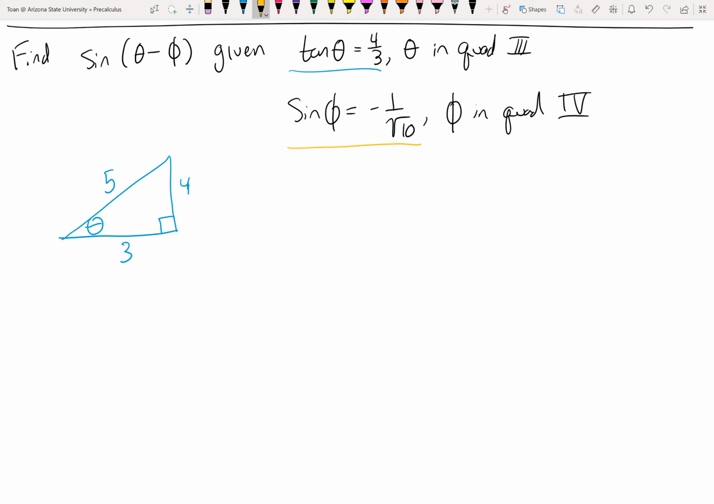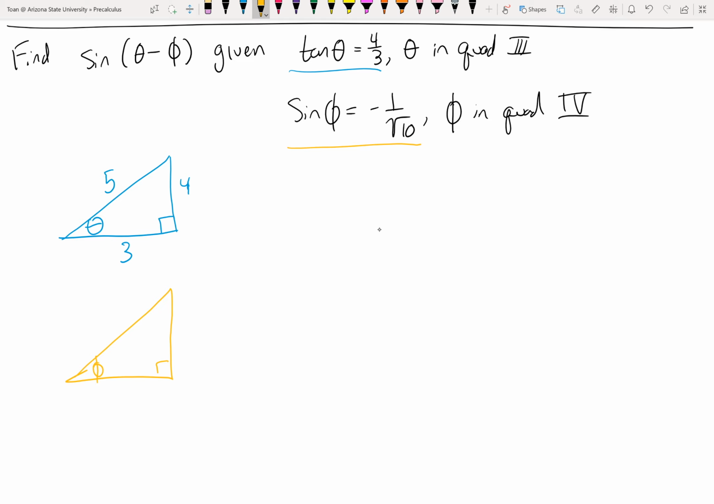If I know that sine of phi is negative 1/10, I know that in a right triangle with one of the angles being phi, the sine of the angle, which is opposite over hypotenuse, is going to be 1 over radical 10. Now, there is a negative to deal with. Technically, that does mean that you have to draw the triangle in a particular place. I don't deal with the negative.